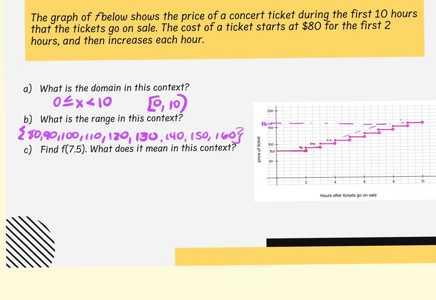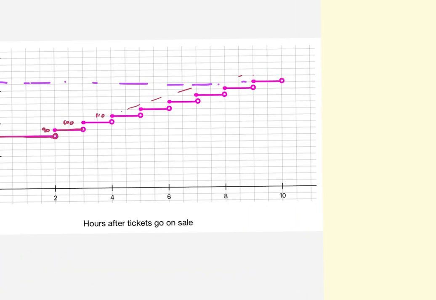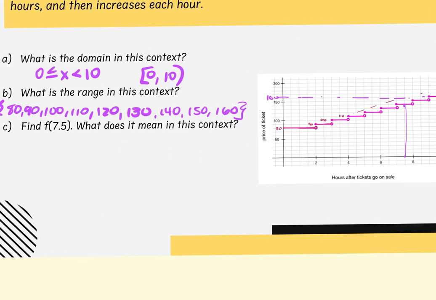All right, C says find f of 7.5, and what does it mean in this context? 140. So 7.5 is here. I'm going up, right? This is 140. What does that mean in this context? The price at 7 hours and 30 minutes.